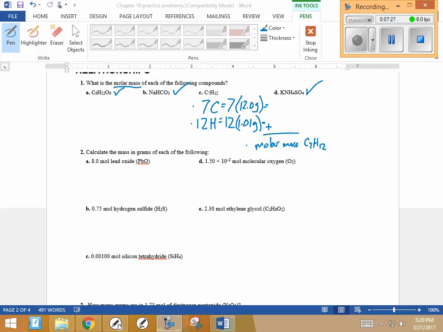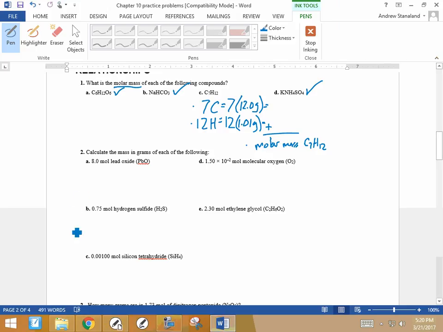Okay, for number 2, A, B, C, D, and E, for all of these problems right here, the first thing we have to do is calculate the molar mass, just like we did above. For instance, on A, we're going to have lead and oxygen. The molar mass of lead is 207.2 grams per mole, and for oxygen it is 16.0 grams. We add them together, we get 223.2 grams per mole. Okay, now I have the molar mass. All of these, that's the first step, molar mass.